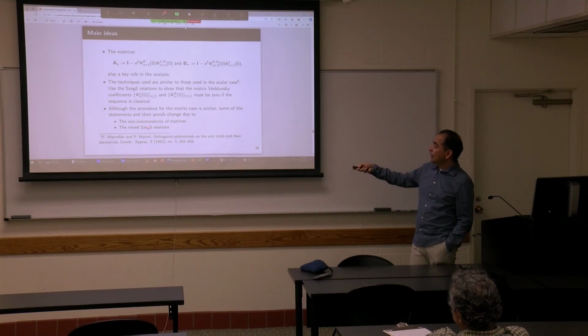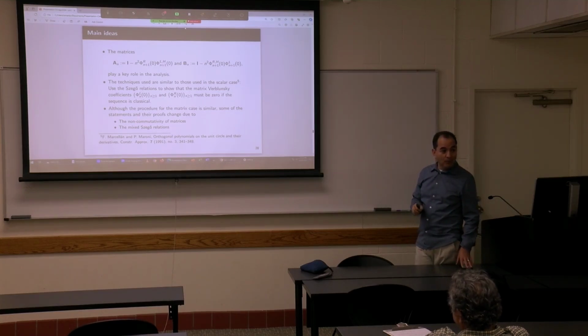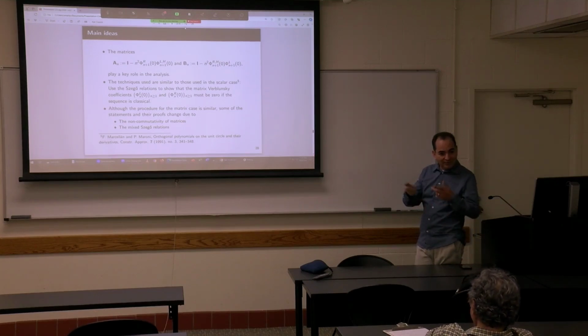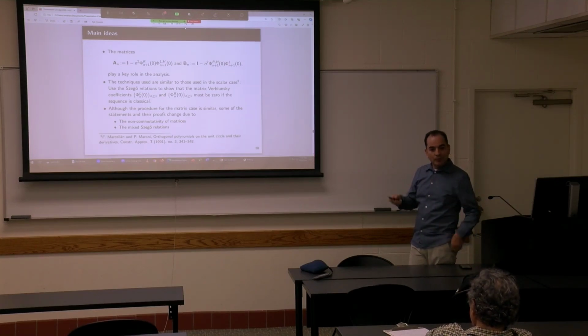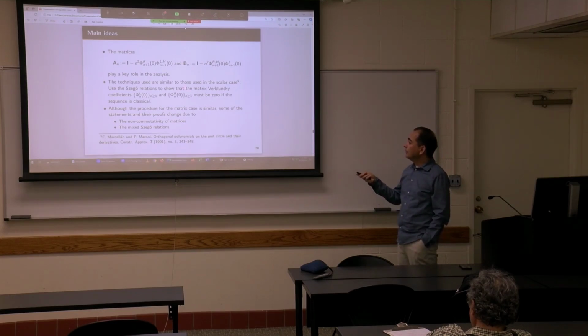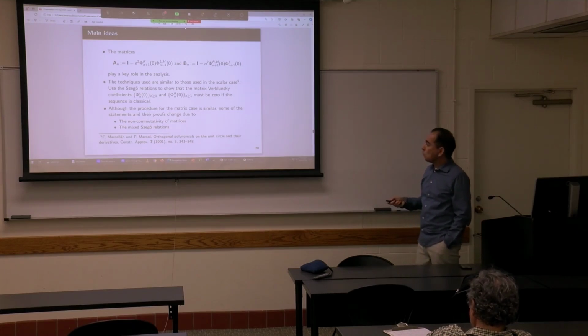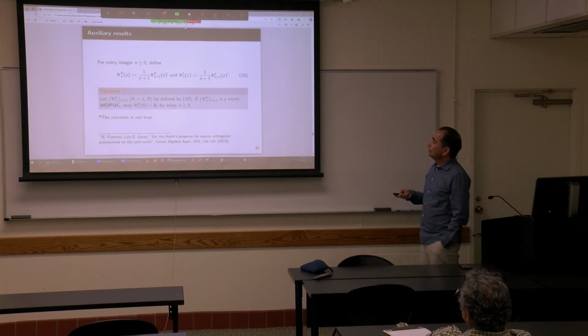And this issue about the commutativity plays a big role because there are some of the proofs that you cannot just extend. You have to make additional proofs. But other than that, the procedure that we use is exactly this one, exactly the same. Okay. So some auxiliary results.